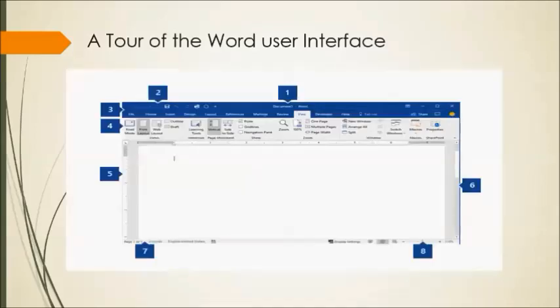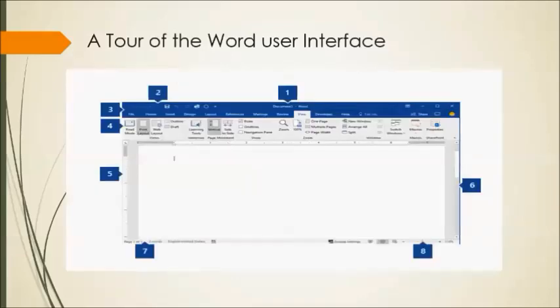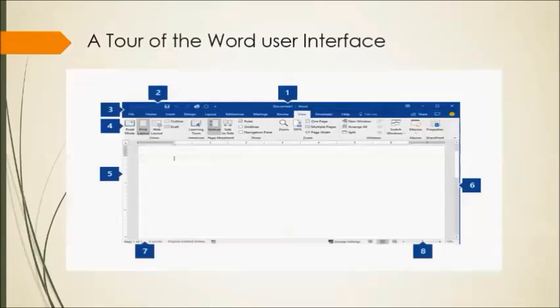Next, number two, we have the quick access toolbar. Commands that are frequently used such as save, undo, and redo are located here. At the end of the quick access toolbar is a pull-down menu where you can add other commonly used or commonly needed commands. Next, number three, on the left corner of the screen, we have the File tab. Click this button to find commands that act on the document itself rather than the content of the document, such as new, save, open, print, close, and save as.